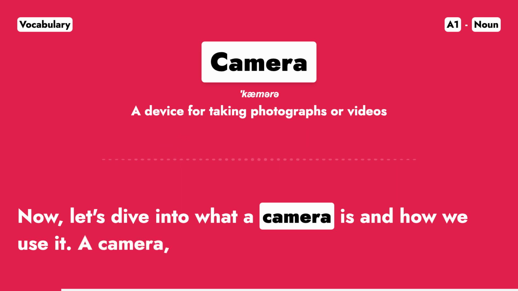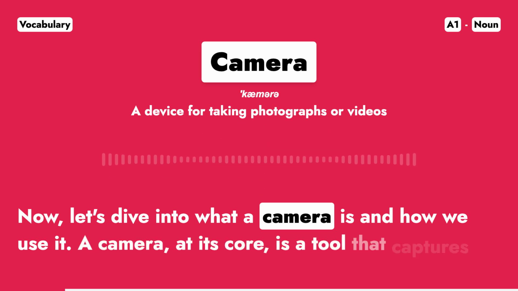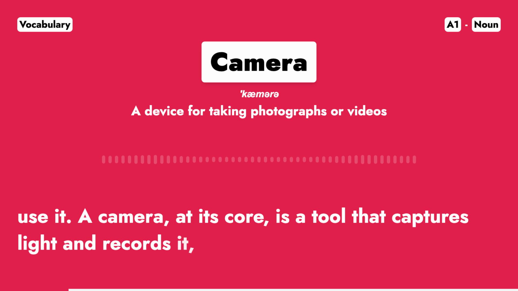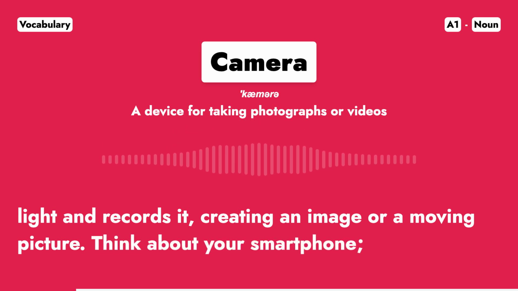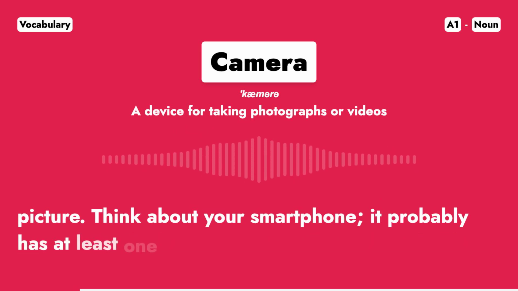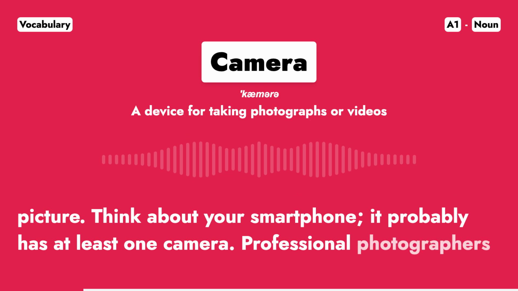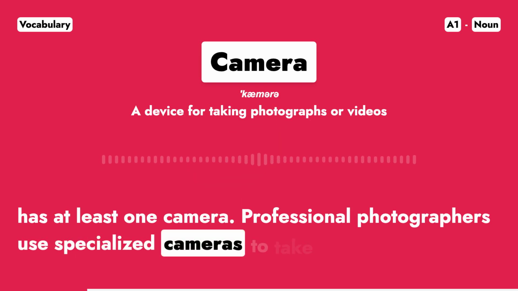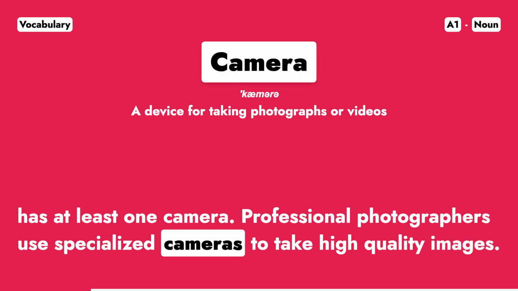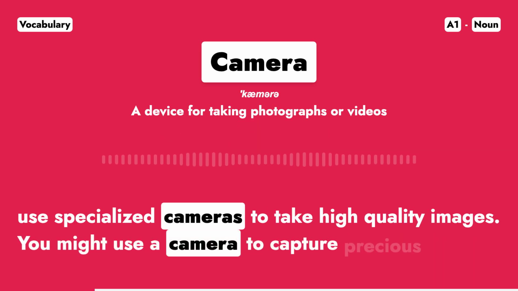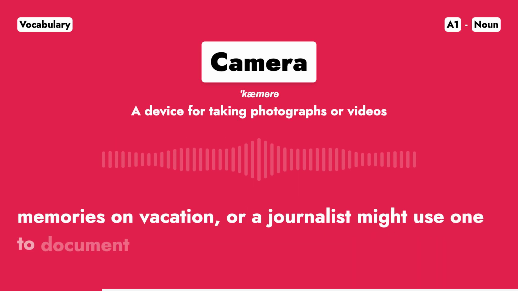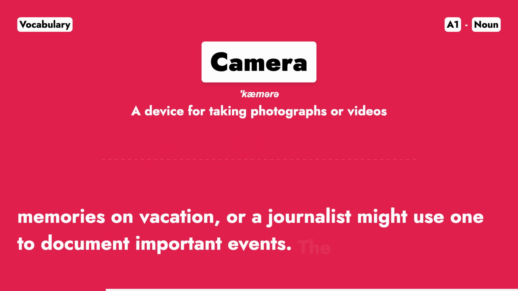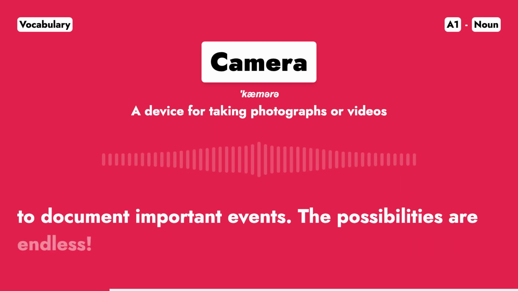A camera, at its core, is a tool that captures light and records it, creating an image or a moving picture. Think about your smartphone. It probably has at least one camera. Professional photographers use specialized cameras to take high-quality images. You might use a camera to capture precious memories on vacation, or a journalist might use one to document important events. The possibilities are endless.